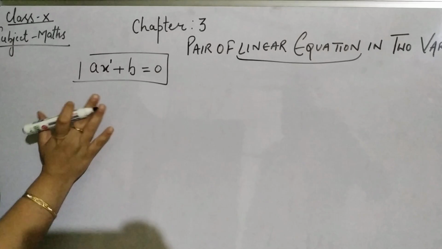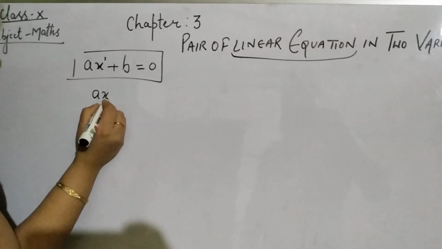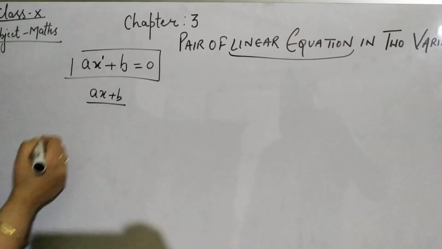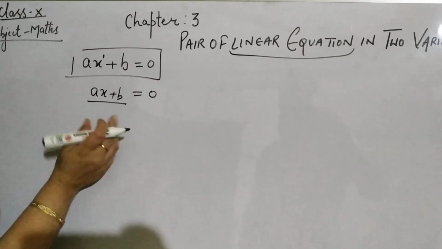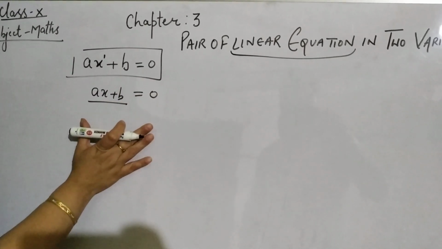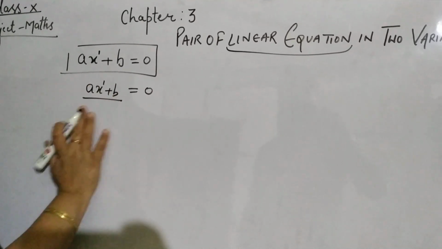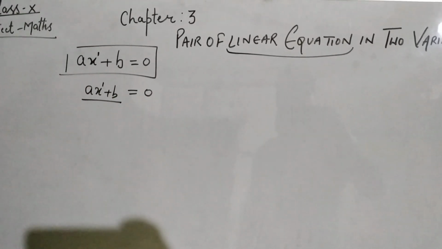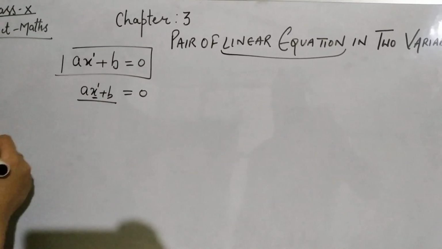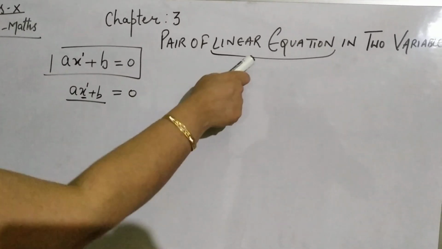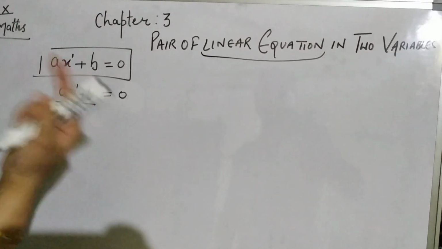Now in the previous chapter you have learned ax plus b. This is a linear polynomial, but when we equate it with 0, it becomes a linear equation, right? The degree is 1, so this is called a linear equation in one variable, because only one variable is there. But in your chapter we are talking about linear equations in two variables.